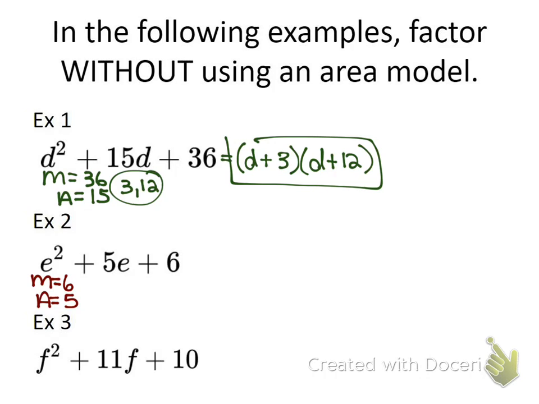So on your blue sheet, find 6. Do I have 6 on there? Okay. And which of those numbers can you then add together to get 5? 2 and 3. So if I take 2 times 3, I'll get 6. 2 plus 3, I'll get 5. All right, then tell me your answer, Maddie. Okay. E plus 2, and then E plus 3. Perfect.